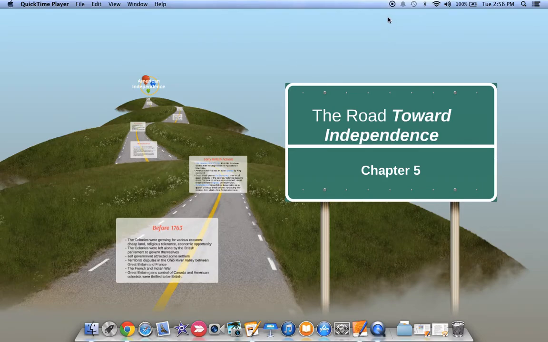All right, let's talk about Chapter 5. Really, we're talking about the things that led the United States towards their independence from Great Britain. I'm going to go through it really quickly. This is basically an overview, and I just want to tell you about some of those things. So here we are. Let's get on the road and see how we got there.